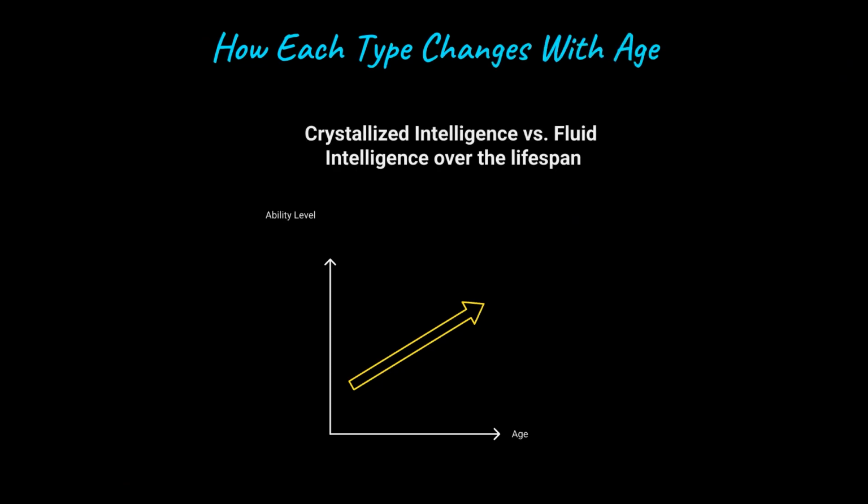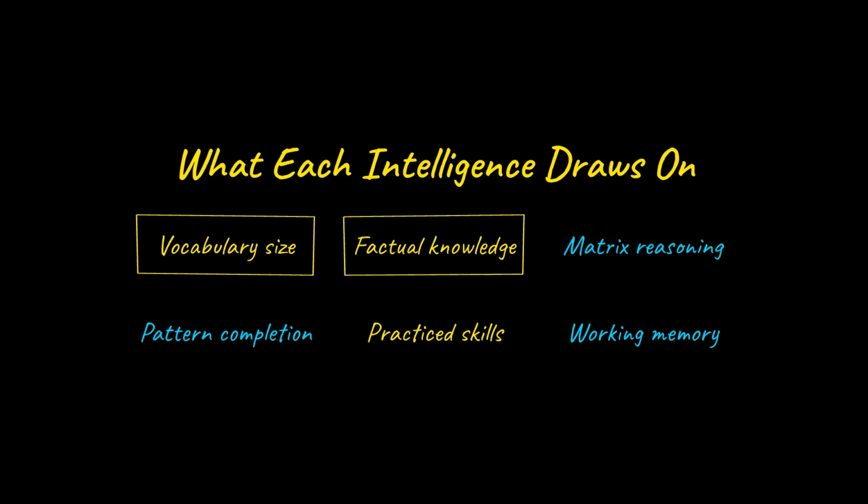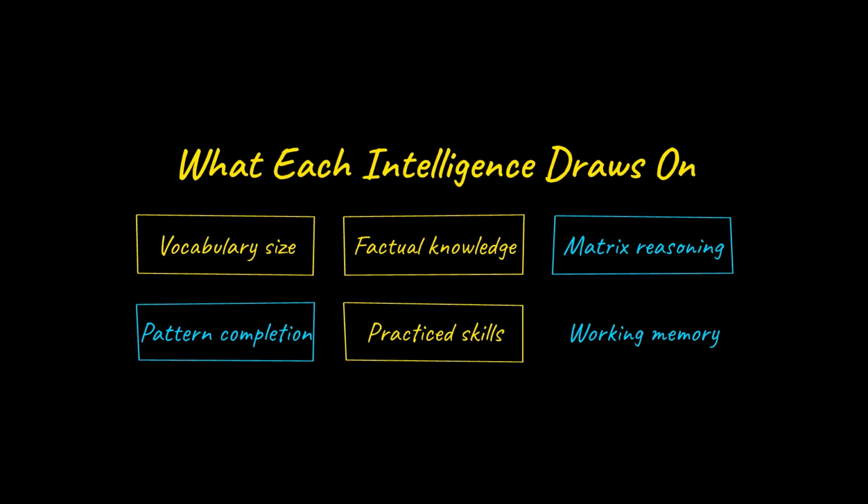Crystallized intelligence tends to grow or hold steady well into later life, because it builds on everything a person has learned and stored. Fluid intelligence peaks in early adulthood and declines gradually, because it depends on processing speed and working memory, resources that diminish with age. Crystallized intelligence loads on stored representations, vocabulary, factual knowledge, and well-practiced skills. Fluid intelligence loads on active cognitive operations, holding novel information in working memory, spotting abstract patterns, and flexibly shifting strategies when an approach fails.